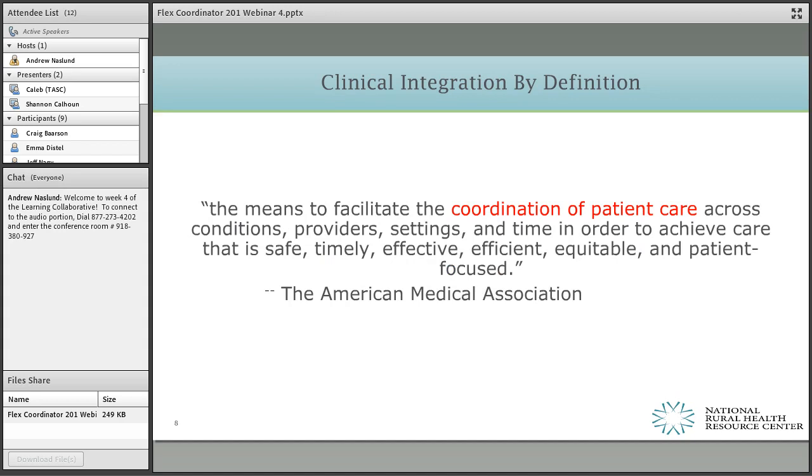The American Medical Association defines it as the means to facilitate the coordination of patient care across conditions, providers, settings, and time in order to achieve care that is safe, timely, effective, efficient, equitable, and patient-focused. Now, it's interesting to note that a lot of the meaning of this definition is tied very much to what we've talked about in ACOs and other alternative payment models, as well as the discussion on what's happening on the commercial side. So clinical integration obviously is a part of the payment and delivery reform.